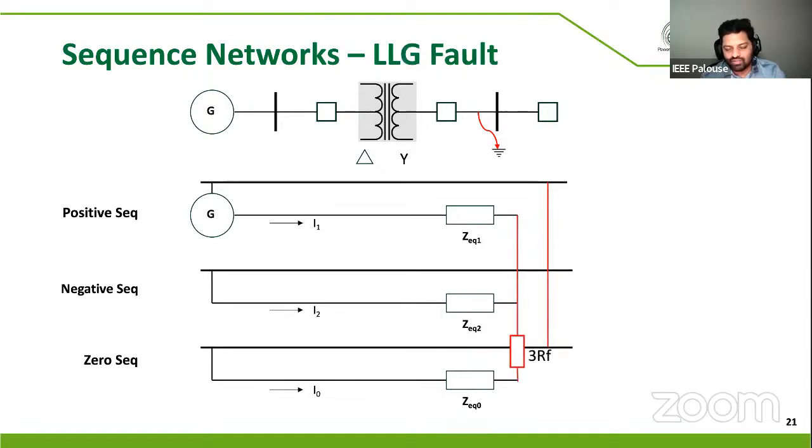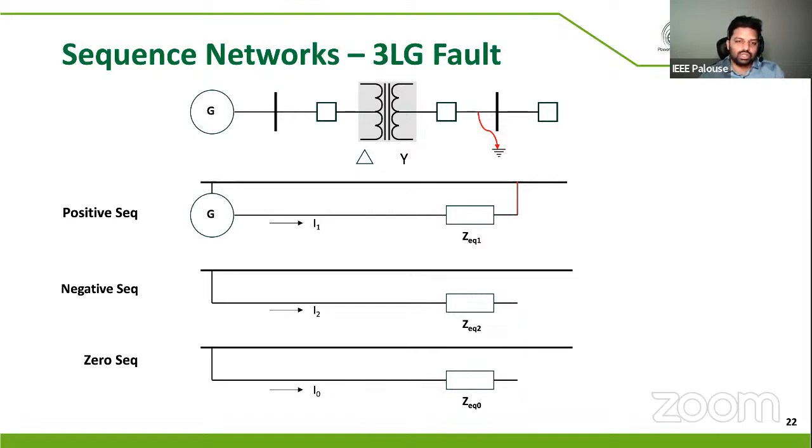Likewise, if you have a line to ground fault, you will have all these positive, negative, and zero sequence components connected in parallel together with a fault resistance as shown here as 3RF. Likewise, for a three line to ground fault, if you apply those boundary conditions, again you get only the positive sequence components. You'll never have negative and zero sequence components within them. So that's how you do these network reductions and do the calculations.